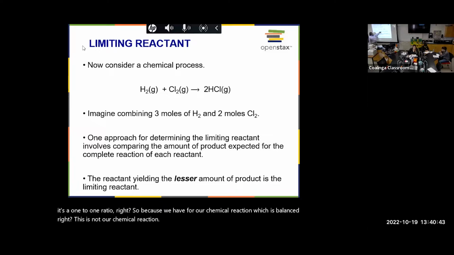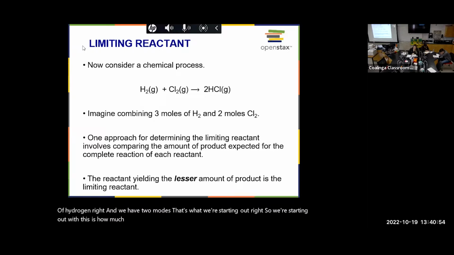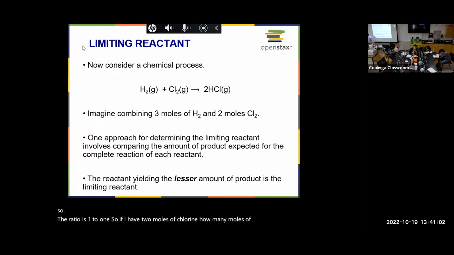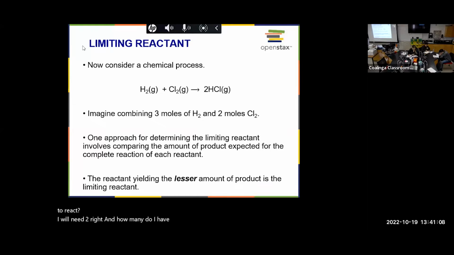Because if we have 3 moles of hydrogen, right? And we have 2 moles, that's what we're starting out with. This is how much we have. It's kind of like the bread and the cheese, right? So the ratio is 1-to-1. So if I have 2 moles of chlorine, how many moles of hydrogen will I need to react? I will need 2, right? And how many do I have? I have 3. So who's limiting?